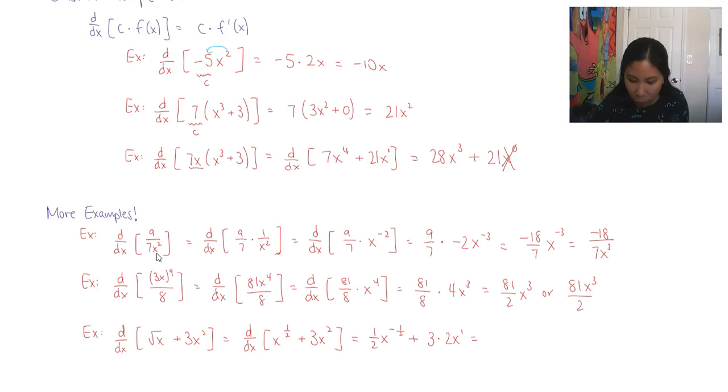So from the 1/2 x to the negative 1/2 power, that'll end up being 1 over 2, and then x to the negative 1/2 power ends up becoming a denominator because of the negative exponent, and then plus 6x.